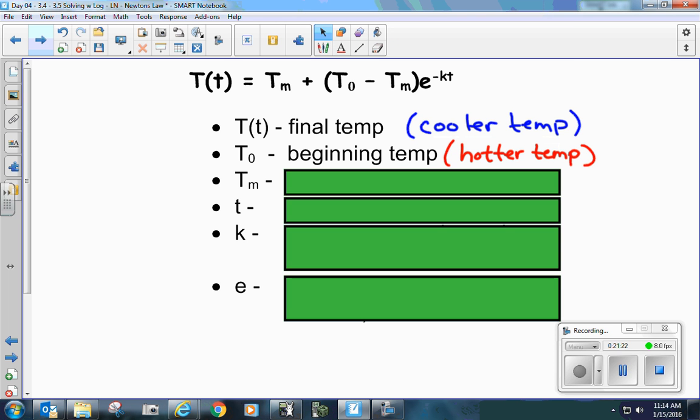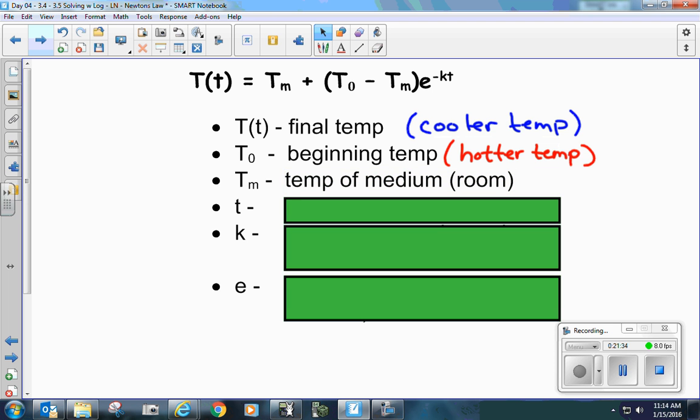Coffee's 200, it cools to 70, guess what? T sub 0 is 200. T of t is your 70. Now Tm, that's just the temperature of your room, or your medium, your environment. And note that in our equation, it happens twice. So if the room's 68 degrees, I put a 68 here, and I'll also put a 68 here.